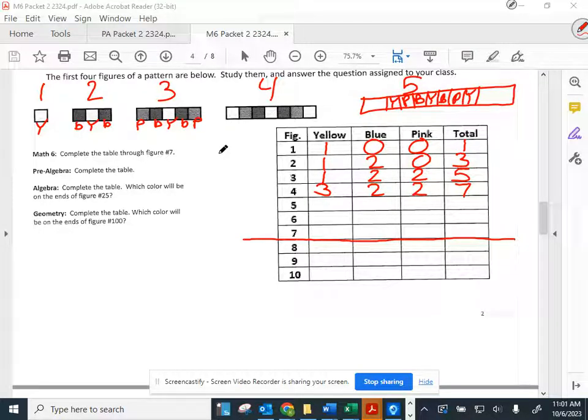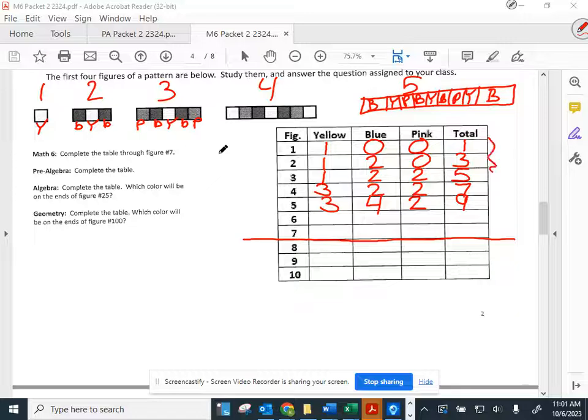Now for figure 5, what are we going to add on? If it goes yellow, blue, pink, yellow, blues. So we're going to put 2 more blues on there. So we know that our yellows stayed the same. We added 2 blues, and our pink stayed the same. So we count them all up, and that is 9.